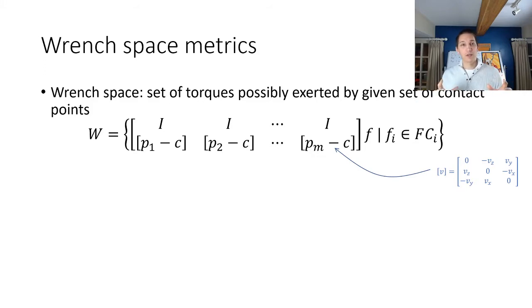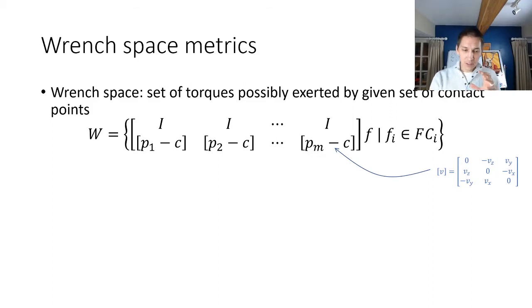This is a 6x3n matrix, where n is the number of contact points, and F here is the stacked vector of contact forces, each of which has to lie within its own friction cone. This is a block matrix notation here. Each of the first three entries, rows, these are going to be identity matrices, and then below them for rows 4 through 6, these are going to be cross product matrices determined by the expression here on the right.